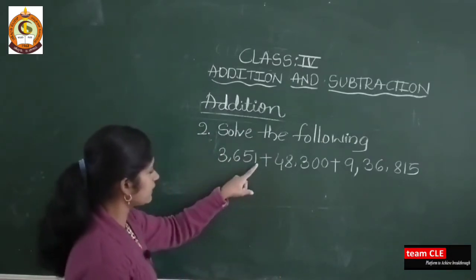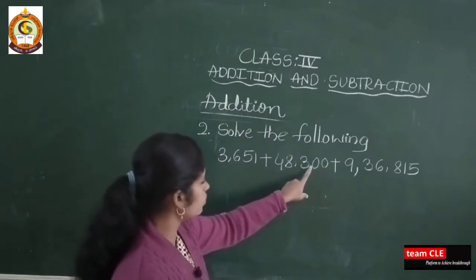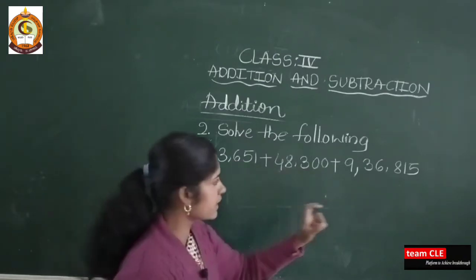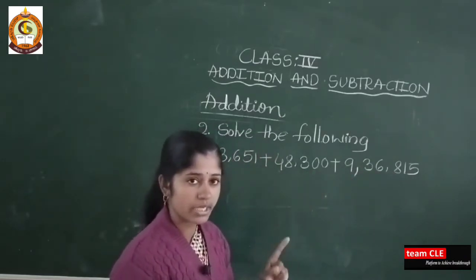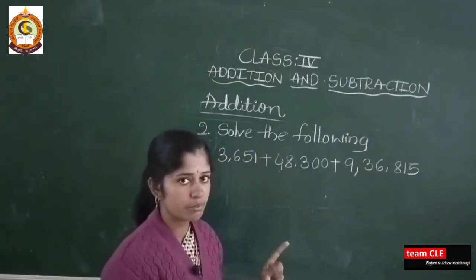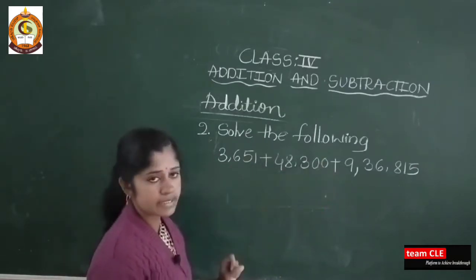Count here how many digits are there? 1, 2, 3, 4. Here 4 digits are there. 1, 2, 3, 4, 5. Here 5 digits are there. 1, 2, 3, 4, 5, 6 digits are there. So here the arrangement of numbers is important. Here only 4, here 5, and there 6 digits are there.